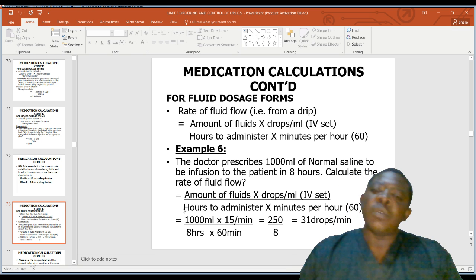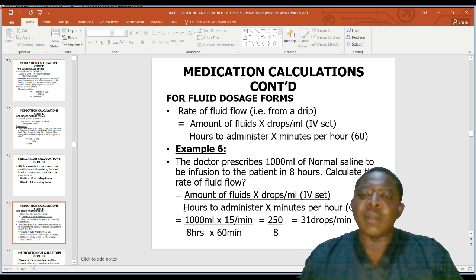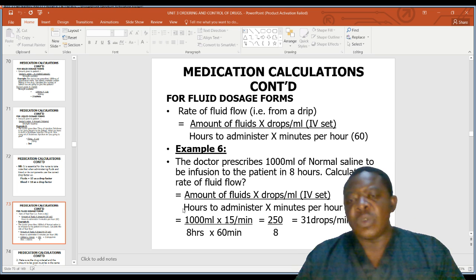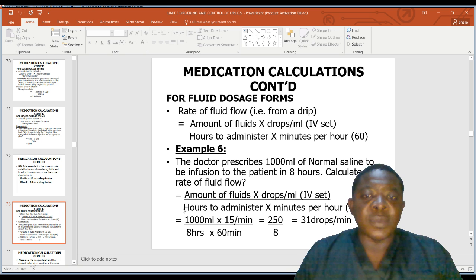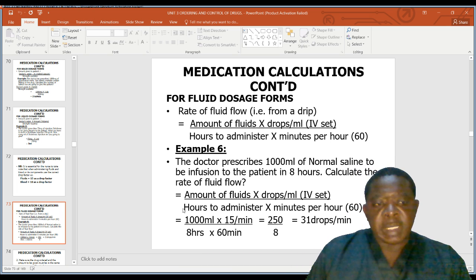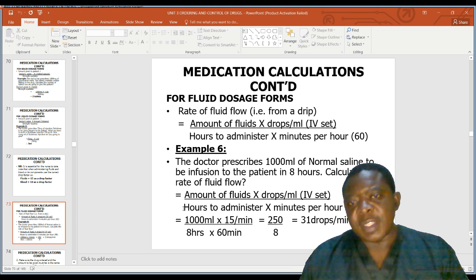Here we have to round off, and it should not be in decimal because we cannot count a drop as a decimal. So we round off, and that is the answer that you're going to find, 31 drops.